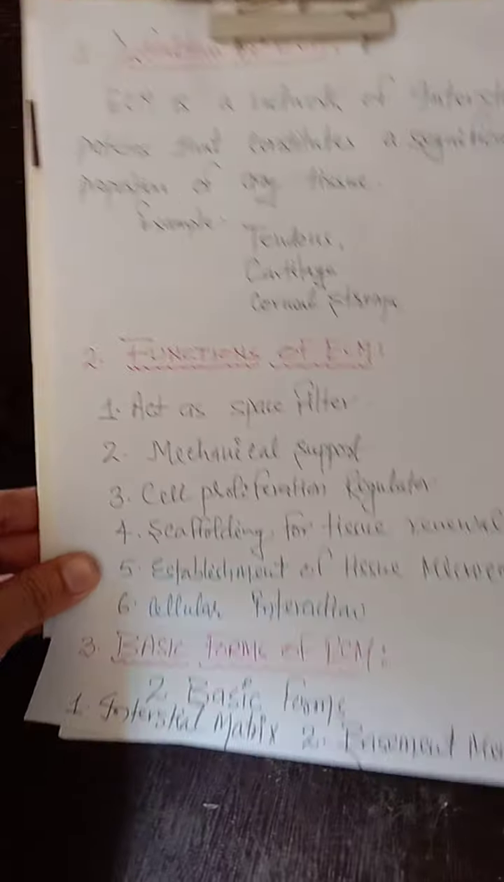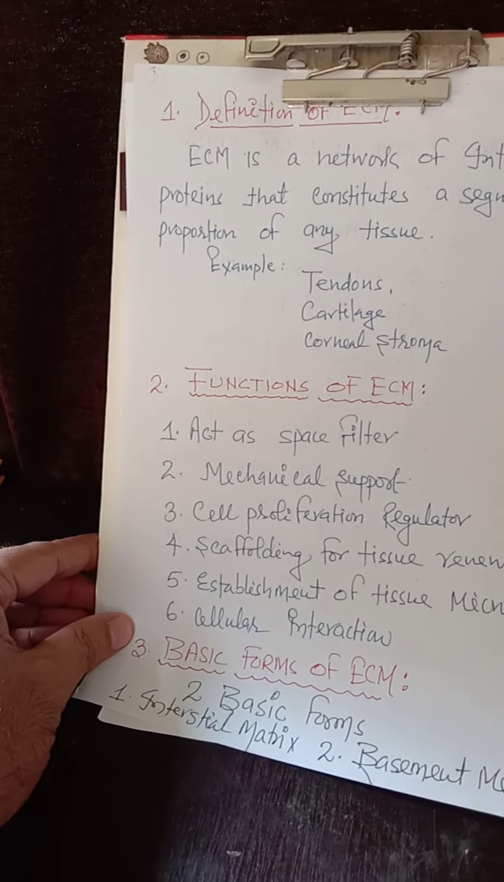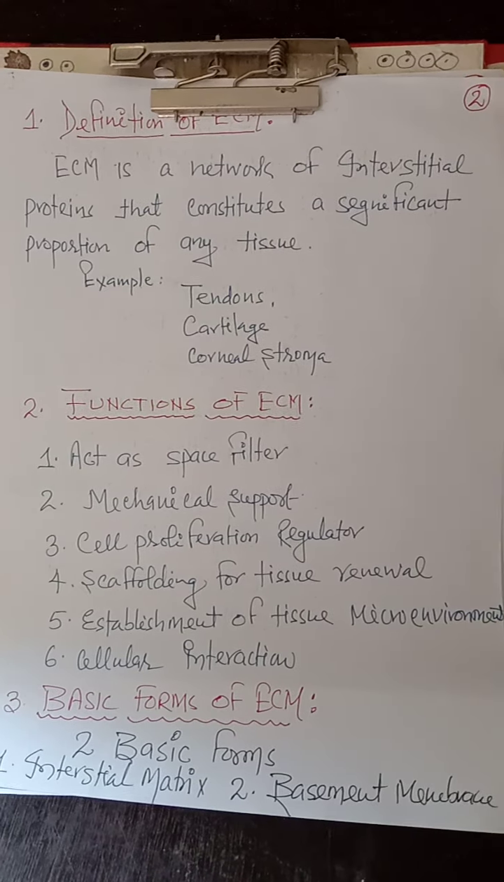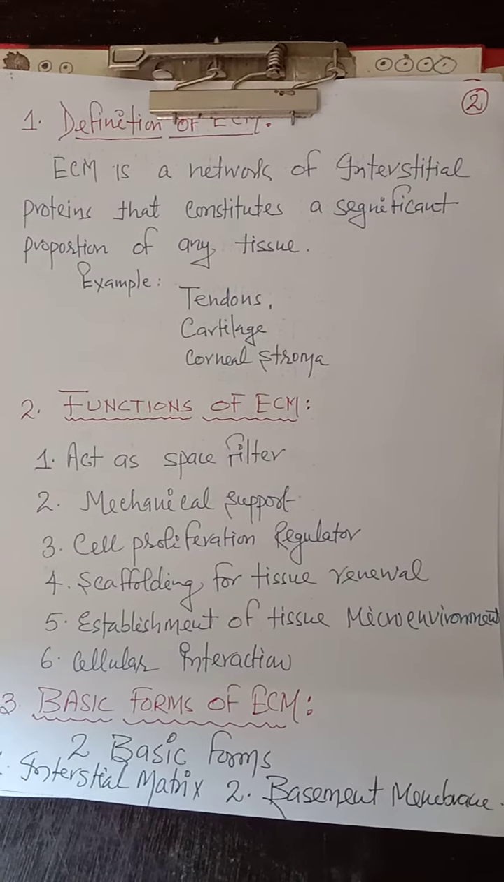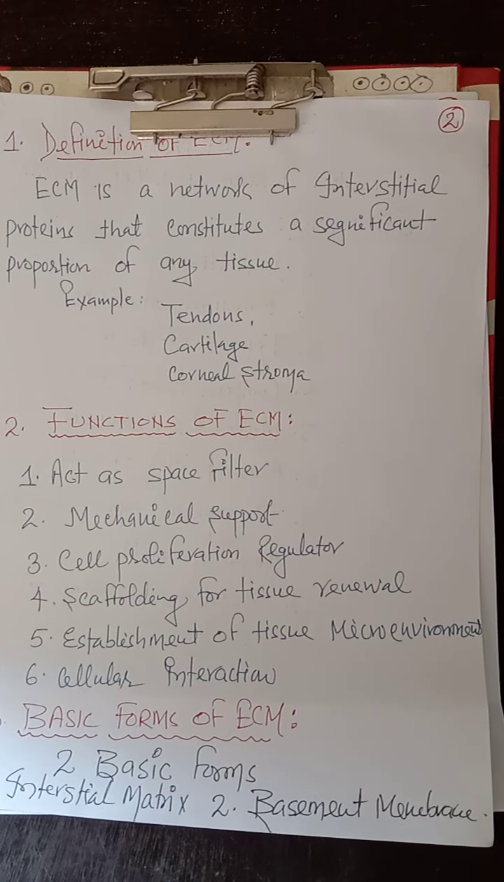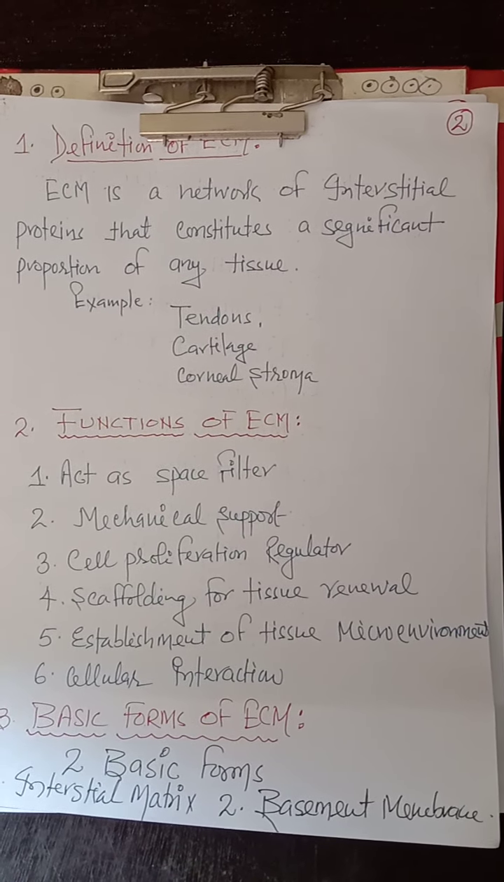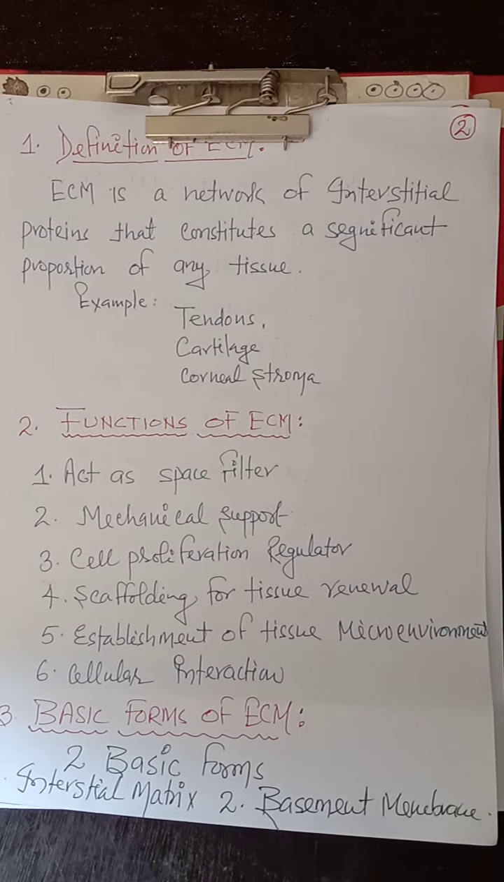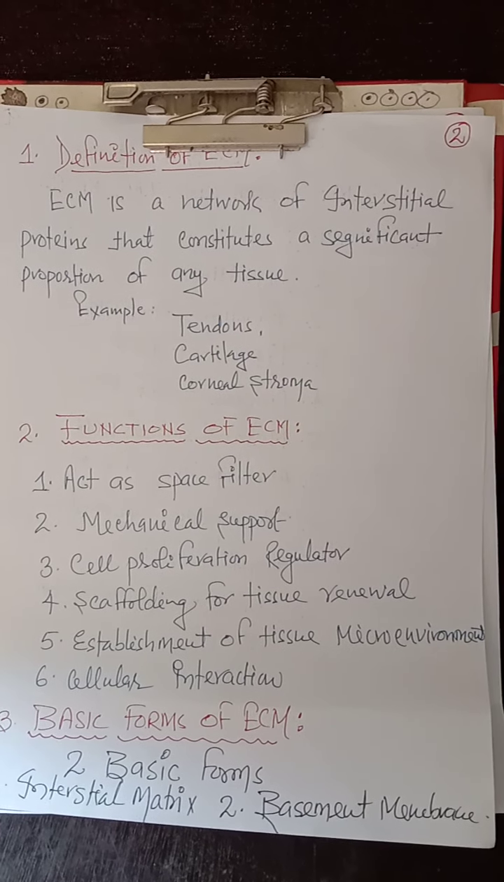Now, whenever you are saying extracellular matrix, I have already told you it is related to the connective tissues. Now you see the exact definition of this one. What is written? Extracellular matrix is a network of interstitial proteins that constitutes a significant proportion of any tissue. For example, tendons, cartilage, corneal stroma, etc.